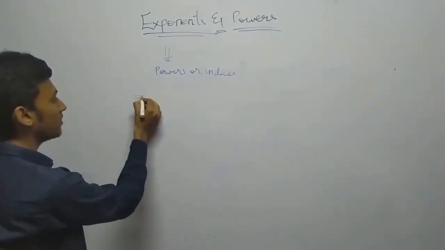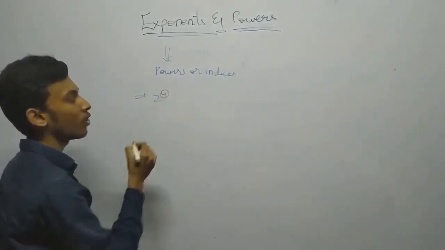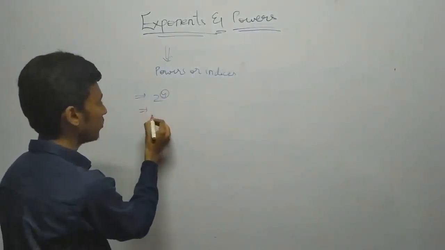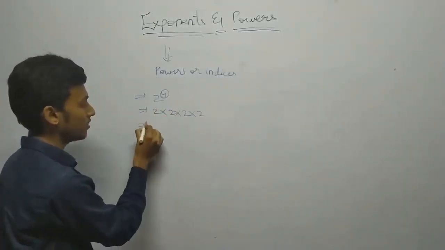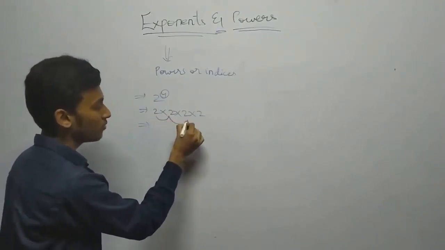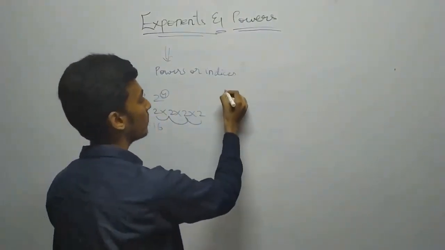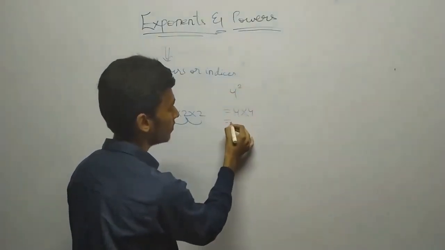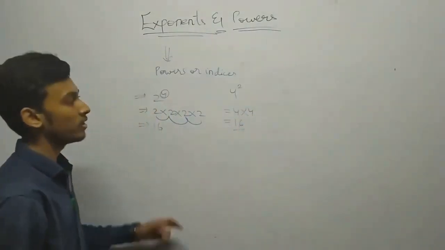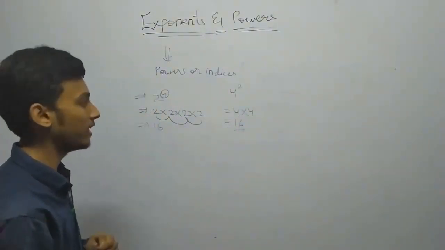For example, I'll consider the number 2 power 4. It means 2 should be used 4 times. This will be equal to 2 into 2 into 2 into 2. This is again equal to 2 2s are 4, 4 2s are 8, 8 2s are 16. If I consider another number, 4 power 2, this will be equal to 4 into 4, which gives you 16. So here I am using exponents and powers, or you can say indices.